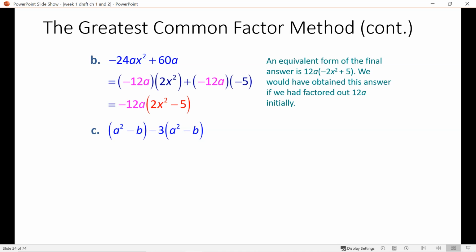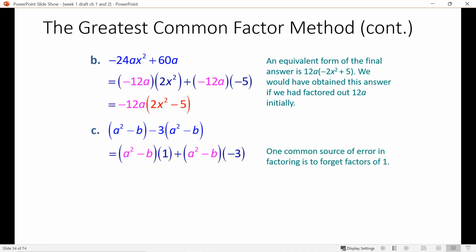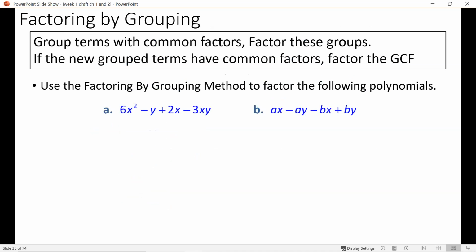Our third example is already kind of partially factored for us. We've got a squared minus b minus 3 times a squared minus b. So you can see that a squared minus b is our common factor. And notice that our first term has 1 of these a squared minus b's. So we push that 1 into there just so we can really see that placeholder before we pull out the a squared minus b. Okay. That's factoring the GCF.